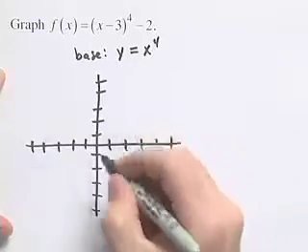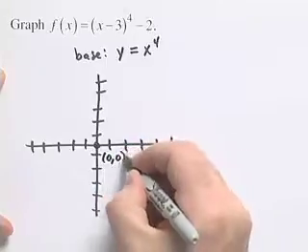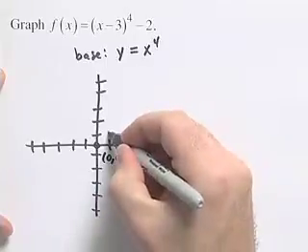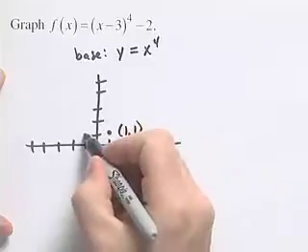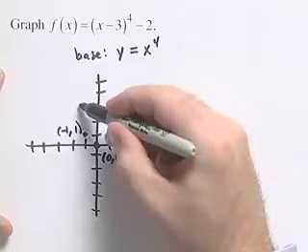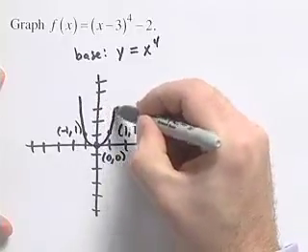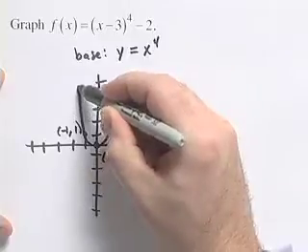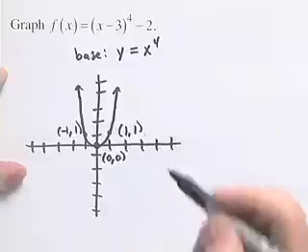So for our base function, we know that it goes through the origin. That's the point 0, 0. And it goes through the point 1, 1, and also through the point negative 1, 1. So a rough sketch will look like this. A little bit flatter in the middle than x squared, but it has a similar shape to it. Okay.